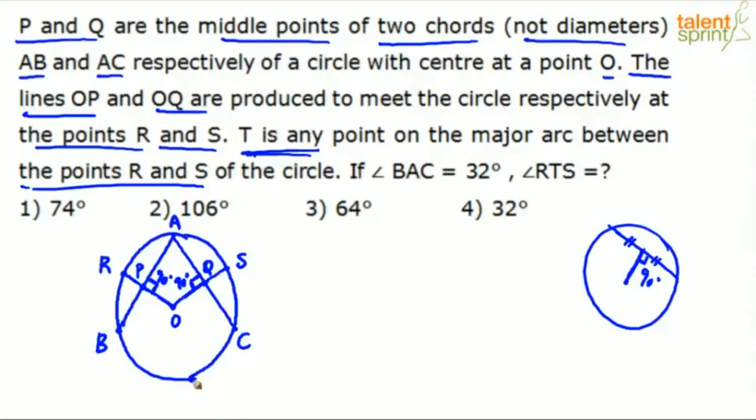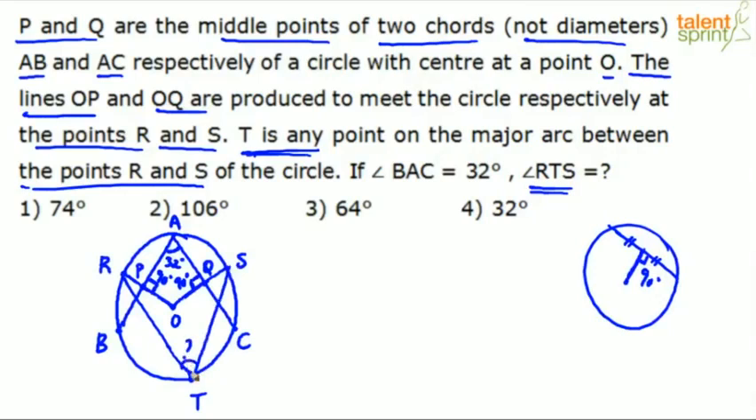Let's say point T is here. This is the point T. If angle BAC, this angle, is given as 32 degrees, then what is angle RTS? You have to find out the angle RTS. So basically this angle has to be measured.